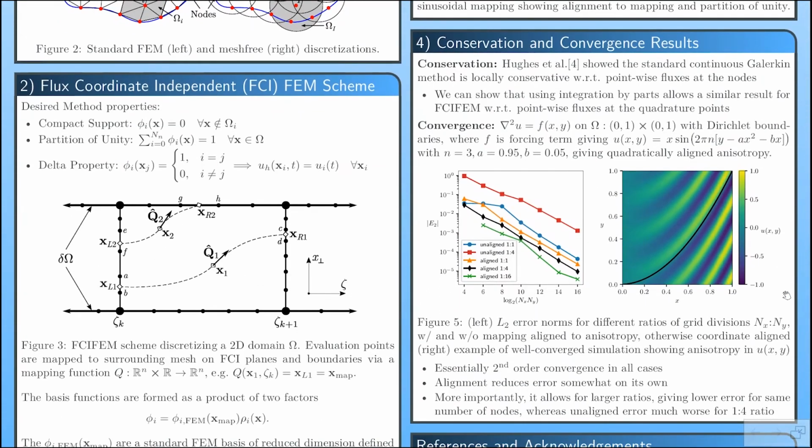We also have some numerical results, where we show that integration by parts allows a local conservation property to be derived pointwise at the quadrature points. We've done some convergence testing of Poisson problems with both Dirichlet and periodic boundary conditions, showing good second-order convergence and a great reduction in the number of degrees of freedom required to achieve a given level of computational accuracy.